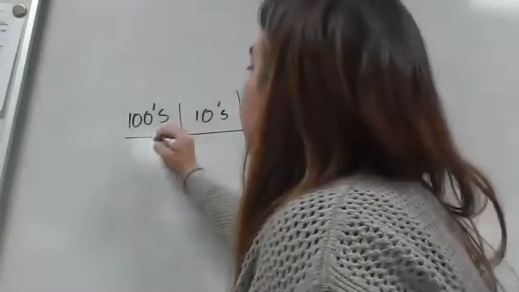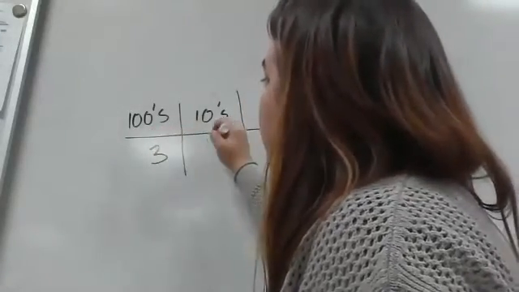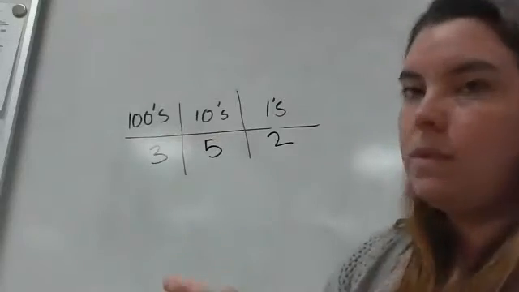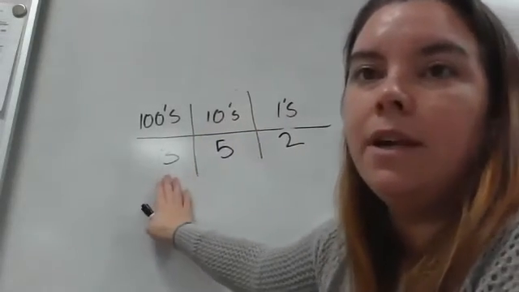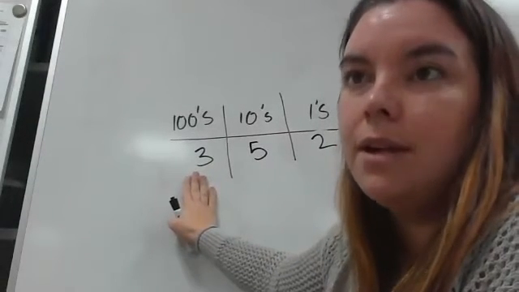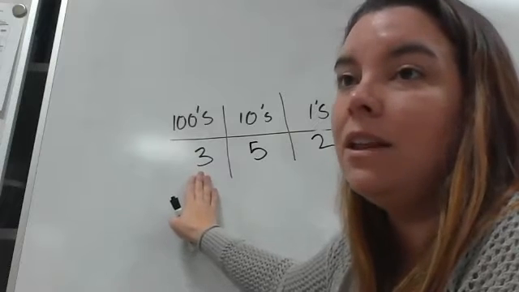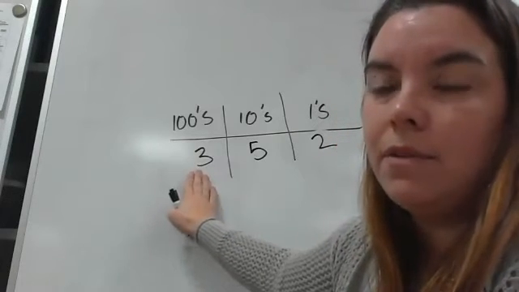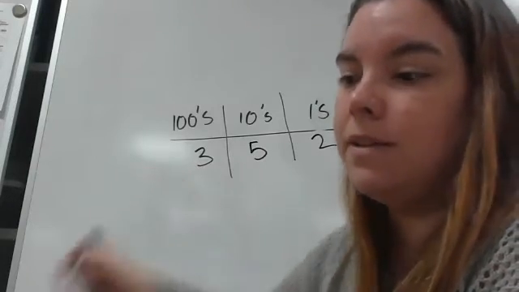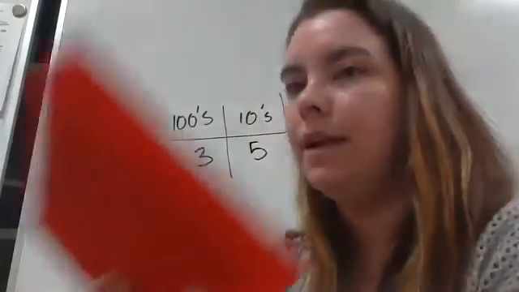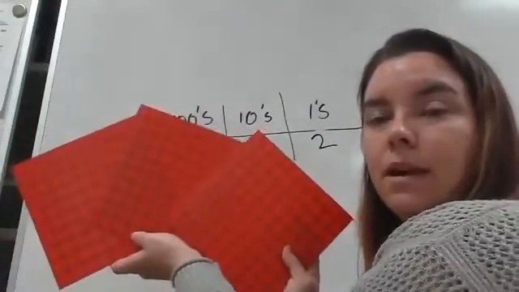So if I had a number, let's say 352, I have a 3, a 5, and a 2. By itself, the 3 just looks like 3, right? But because it's in the hundreds place, it gives it a value of 300. Because it's a 3 in the hundreds place, that 3 is really this many, 300. Okay?